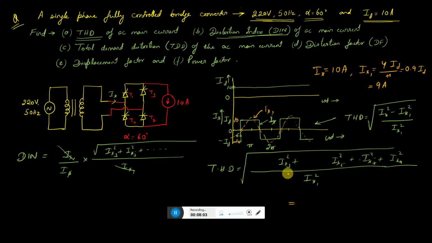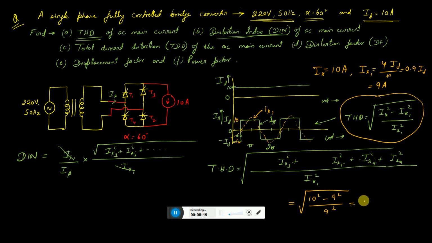So instead of writing all those harmonics, we can simply take the formula and write that this equals 10 square minus 9 square divided by 9 square, and that comes out to be 0.4843, the THD. We can also say this is equivalent to 48.43%. So 0.4843 is the THD over here.